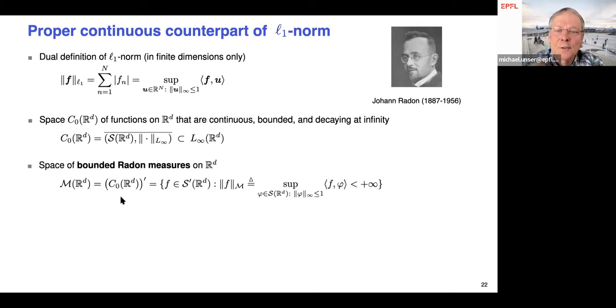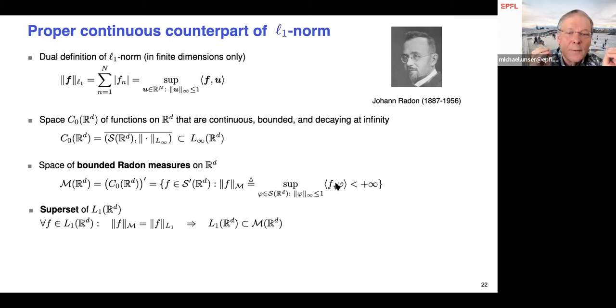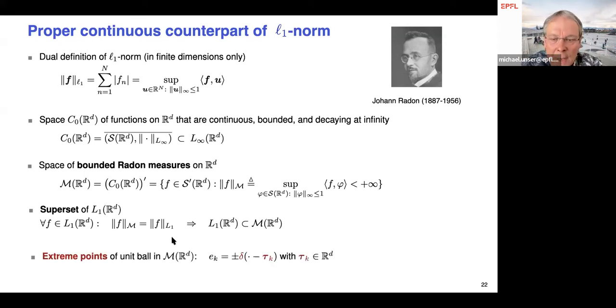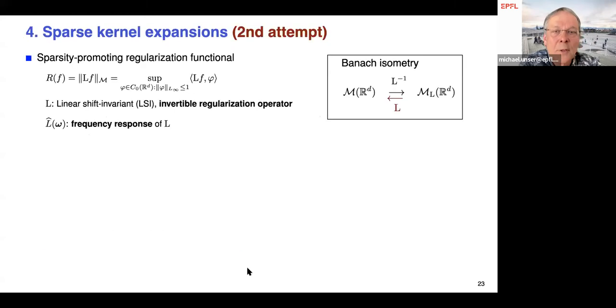And actually, the dual of that space is the space of measures, the so-called Radon measures, which are associated with this norm. Now you just need to think that this space of Radon measures is a superset of L1. In particular, if you're in L1, this Radon norm, the M norm, is the same as the L1 norm, but the space M is larger than L1. And in particular, the extreme points of M are Diracs, which is super important for our theory.